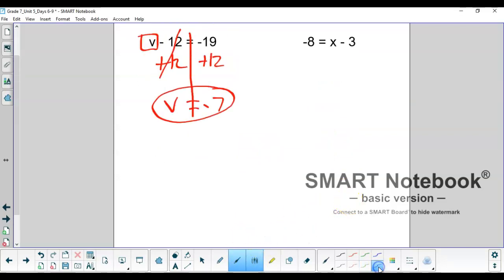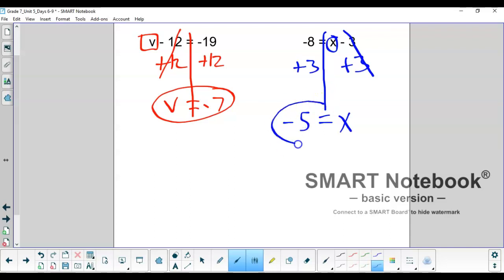So again, I have negative 8 equals x minus 3. Break it into a left side and a right side. Locate that variable x. What's being done to x? It's being subtracted by 3. So I know that the opposite of minus 3 is to add 3. The 3's will cancel out, leave me with my variable all by itself, which is always my goal in an equation or inequality. And then in my calculator, I would do negative 8 plus 3 and get negative 5.